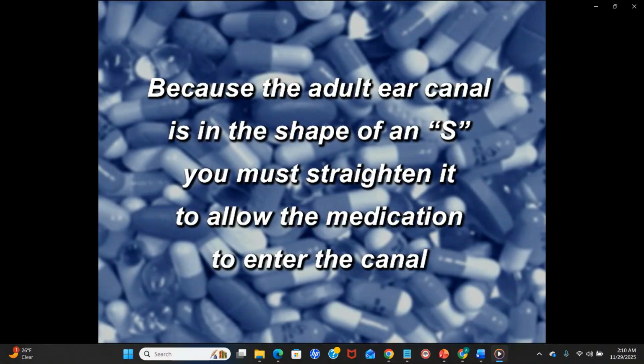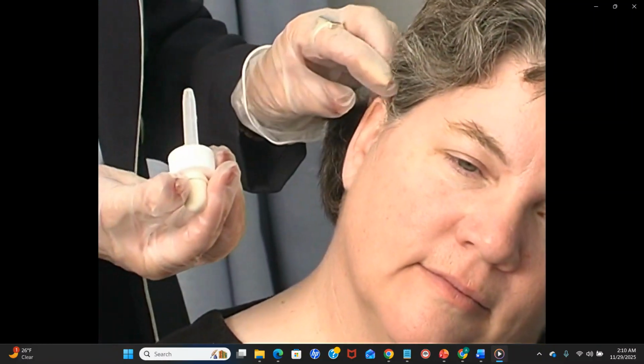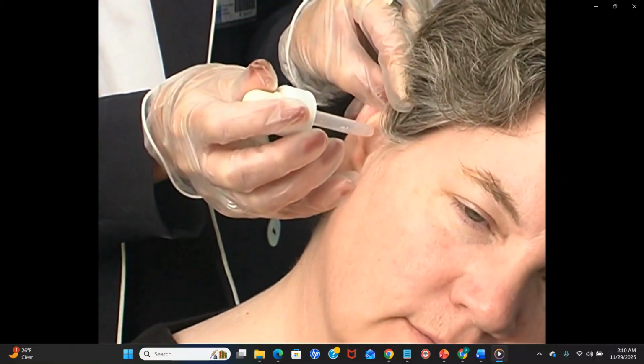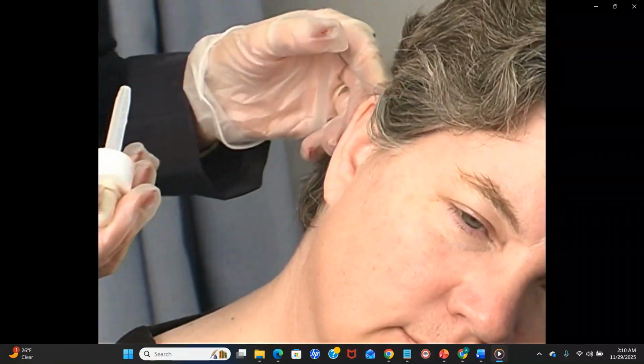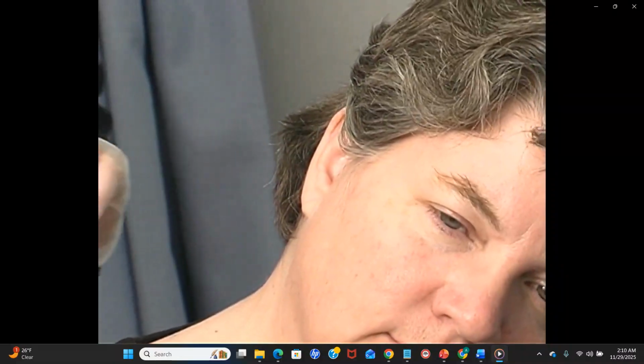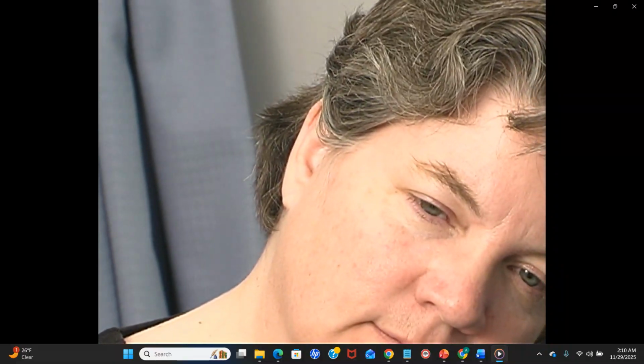Because the adult ear canal is in the shape of an S, you must straighten it to allow the medication to enter the canal. To do this, gently pull the ear up and back. Drop the exact number of eardrops listed on the MAR into the correct ear canal. Encourage the client to keep their head tilted for 2 minutes to allow the medication to enter the ear.